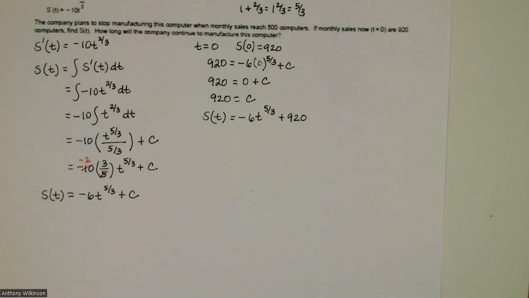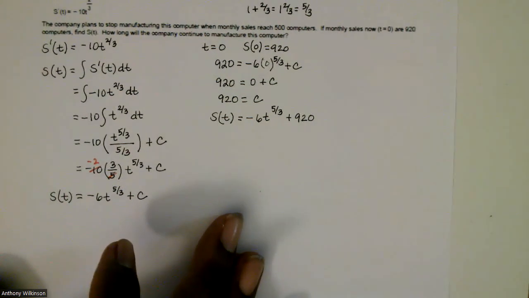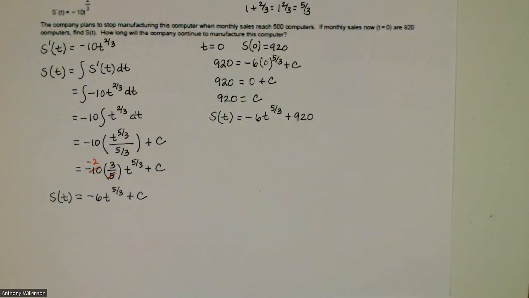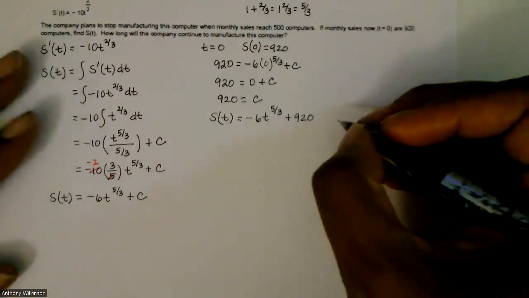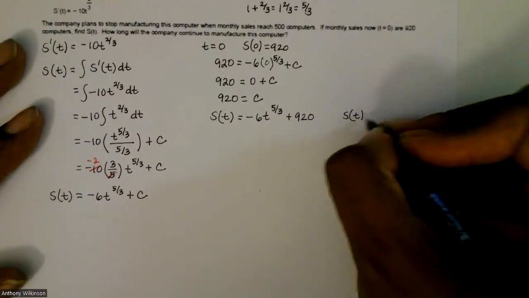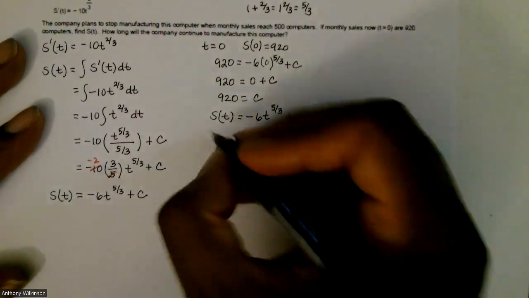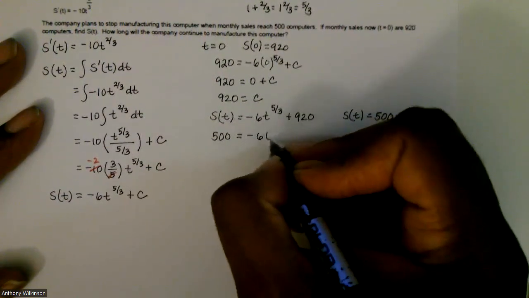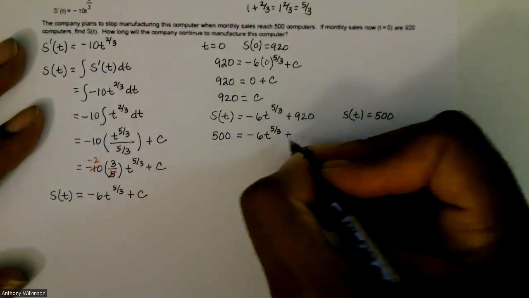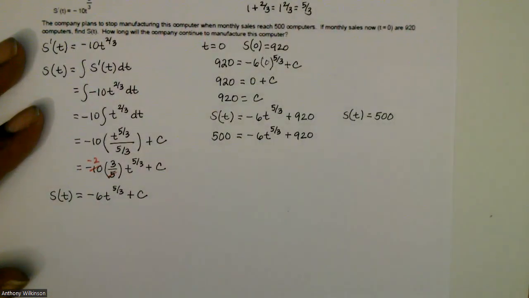Now, the other part of the question is how long will the company continue to manufacture this computer? Now, we are told that the company plans to stop manufacturing this computer when monthly sales reach 500 computers. So that means your S of t will have to be equal to 500. So I'm going to substitute S of t with 500. That's equal to negative 6t to the 5/3 plus 920.